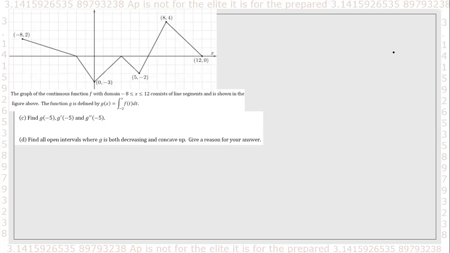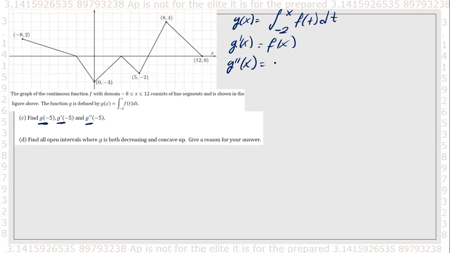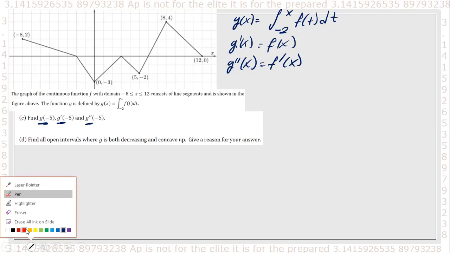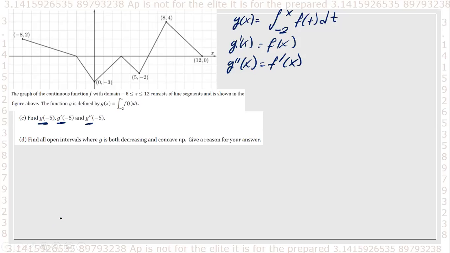For this one, we want to find g prime and g double prime. So pretty much what we had written down the first time. We know that g of x is given to us as the integral from -2 to x of f of t dt. That means g prime of x is going to be f of x, and g double prime of x is going to be f prime of x. We had done already some examples like this, so these shouldn't be that bad.